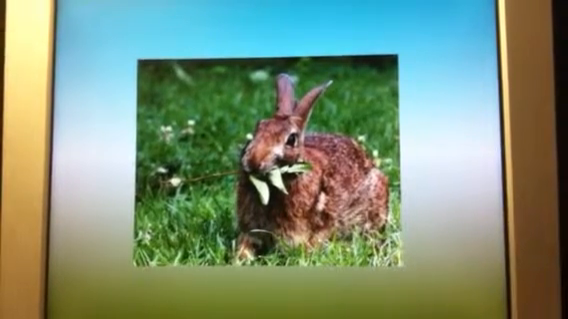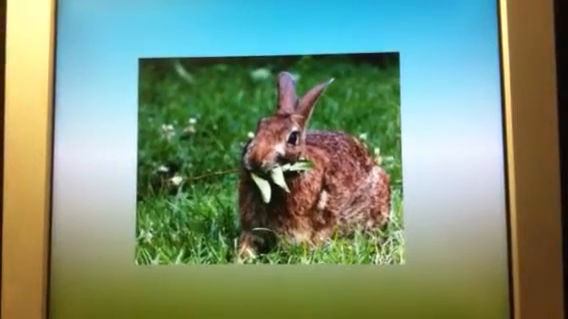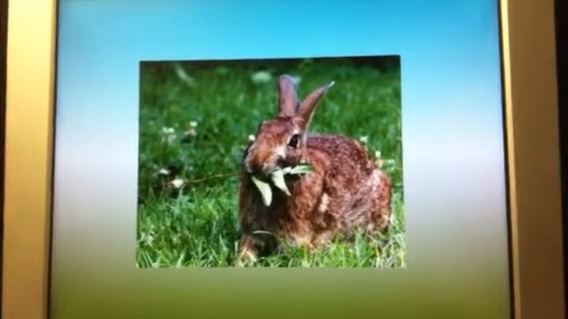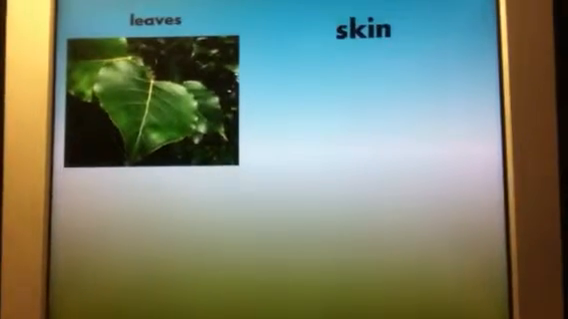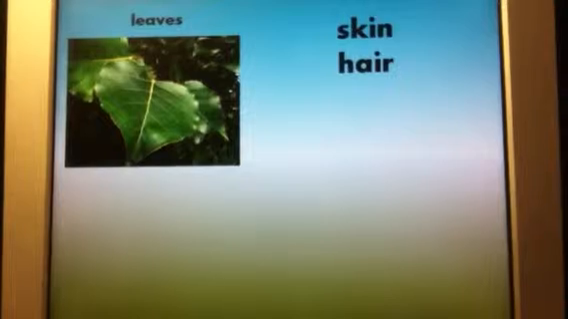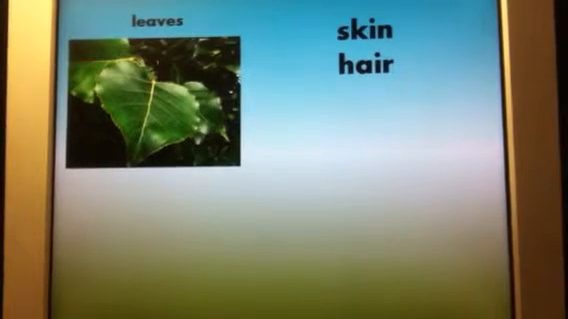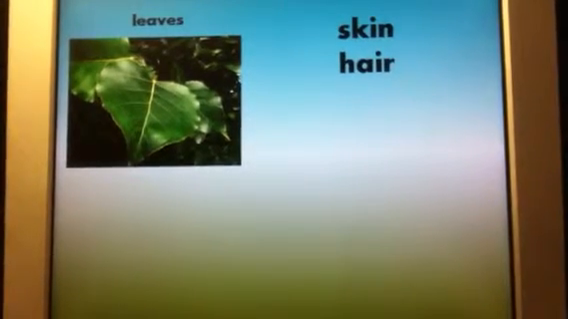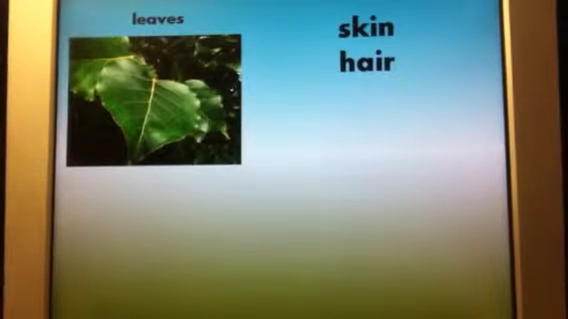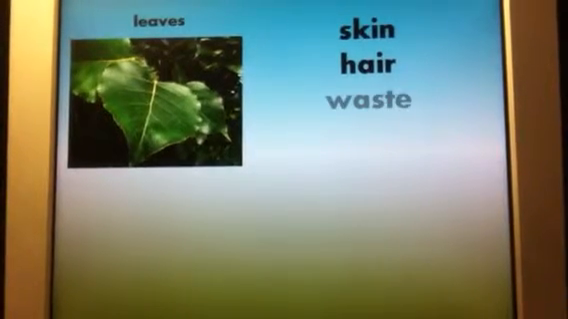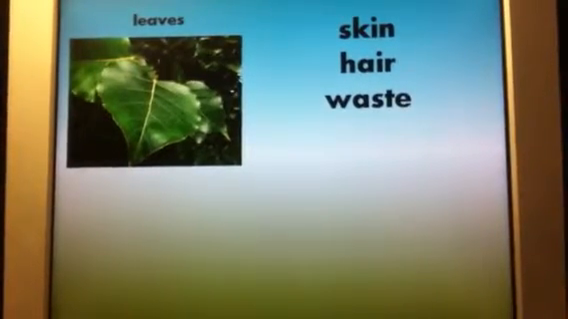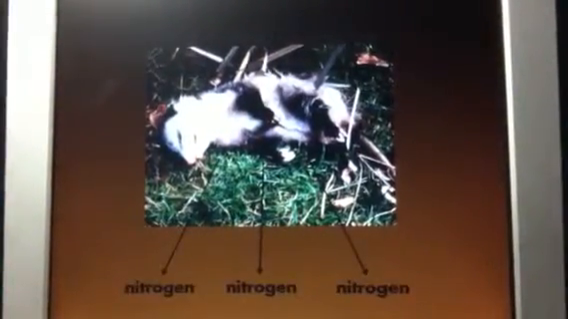Plants and animals return nitrogen to their environment in several ways. While these organisms are alive, leaves, skin, hair, etc. that leave the organisms serve as one way that the organisms return nitrogen to the environment. These organisms also return nitrogen to the environment as waste. Finally, when these organisms die, the nitrogen in their bodies is returned to the environment.